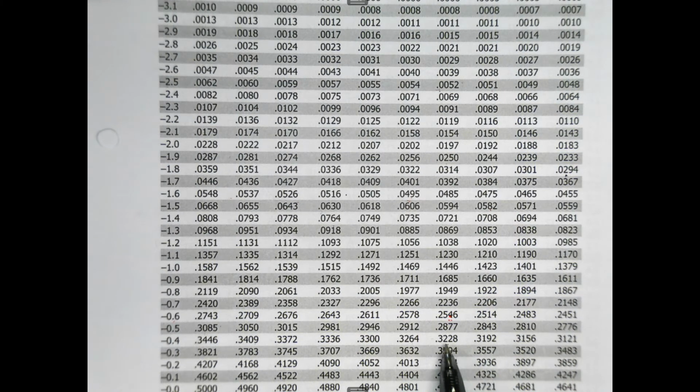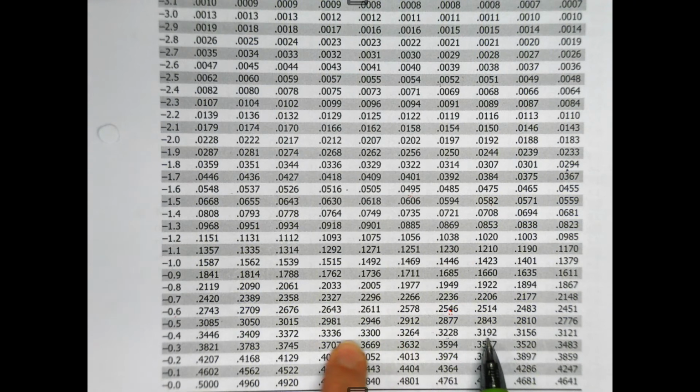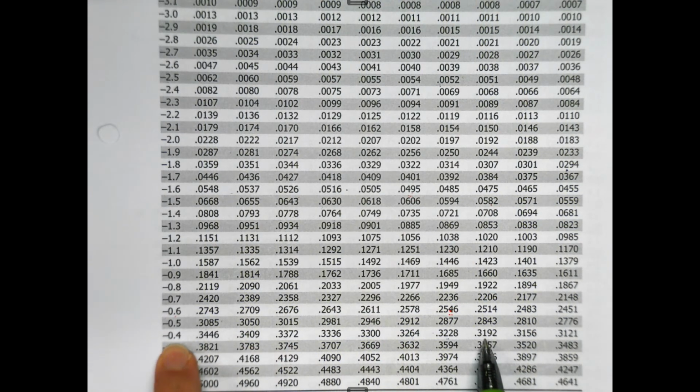We don't know exactly where it lies, and so the way that we solve this is we're going to have to choose the one that it is closest to. It is closer to 0.3192 than it is to 0.3228. Therefore, we're going to use this z value. We look over to the very far left-hand column, and we see it's negative 0.4.